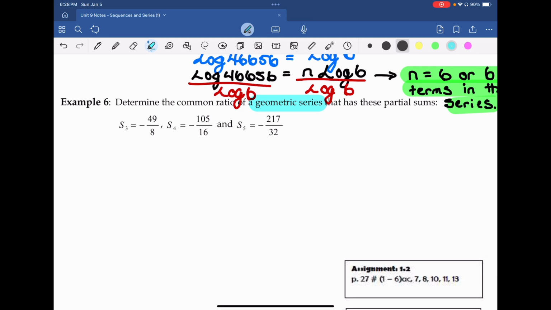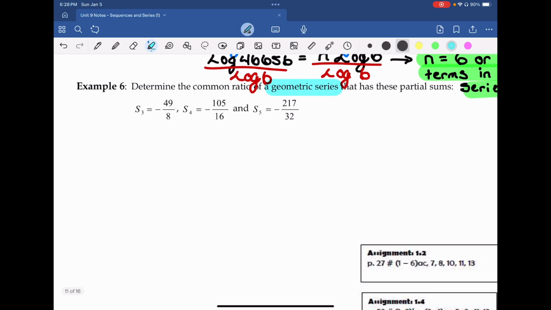But if they say ratio, you have to be like, oh, it's geometric right away. And then from here, they give us the following information. There is a partial sum where the first 3 terms add up to this first term. The first 4 terms add up to make negative 105 over 16. And then the first 5 terms add up to make negative 217 over 32. What is the common ratio?